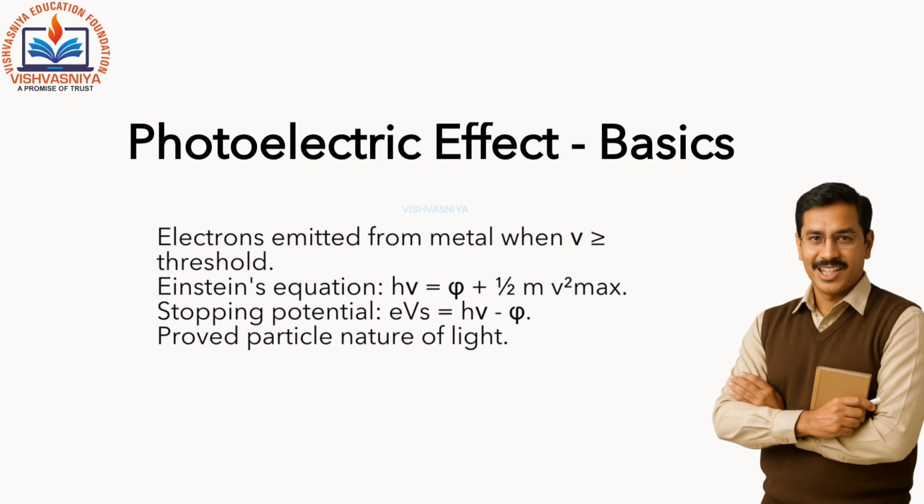Now comes the photoelectric effect, explained by Albert Einstein. When light of frequency greater than a certain threshold falls on a metal surface, electrons are emitted instantly. The formula is h nu equals phi plus 1 by 2 m v square maximum. Here phi is the work function, which is the minimum energy needed to remove an electron. Also, the stopping potential is given by e V_s equals h nu minus phi.